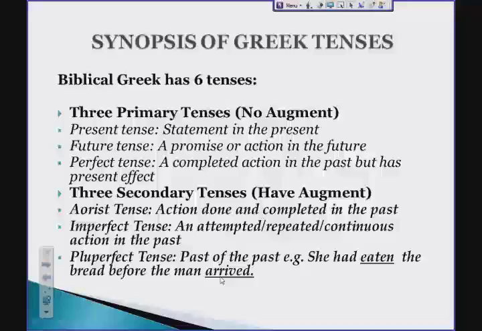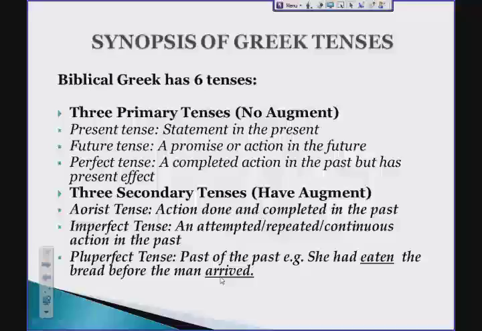But I said this tense is not so popular. You will get to meet one or two words in biblical Greek of a pluperfect tense, but it's not so popular. I'm just mentioning it as part of the synopsis, just to give you an overall overview of how tenses work in Greek.